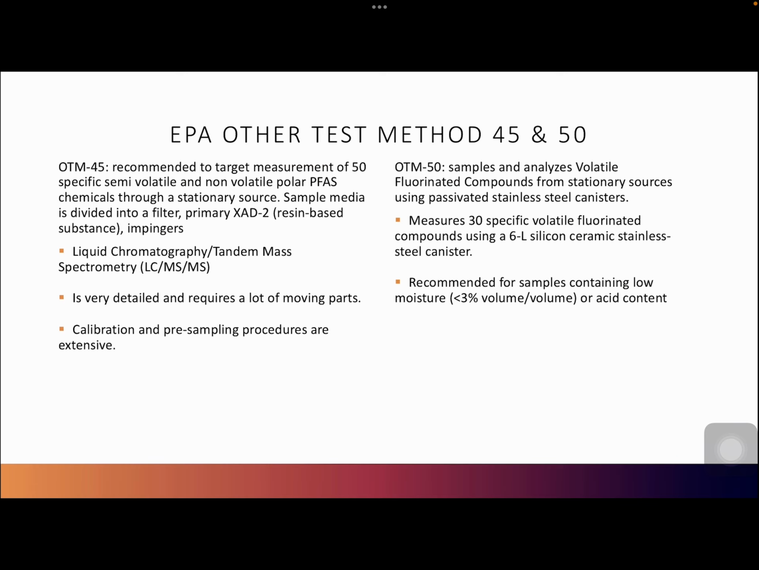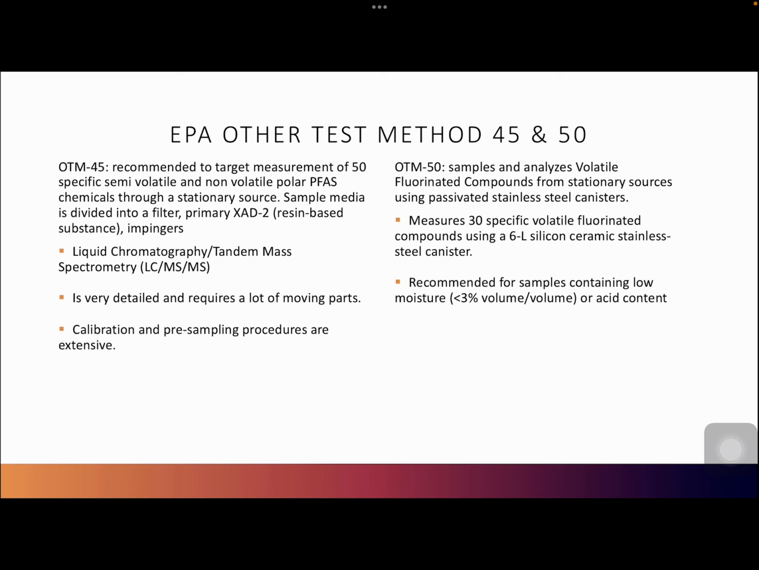Its sample media is divided into a filter, a primary XAD-2, an encapsulating resin-based substance, and impingers, and it uses LC-MS to analyze the samples. It's very detailed and requires a lot of moving parts, and its calibration and pre-sampling procedures are very extensive. I'll show you a couple of photos and you'll see exactly how extensive it is.